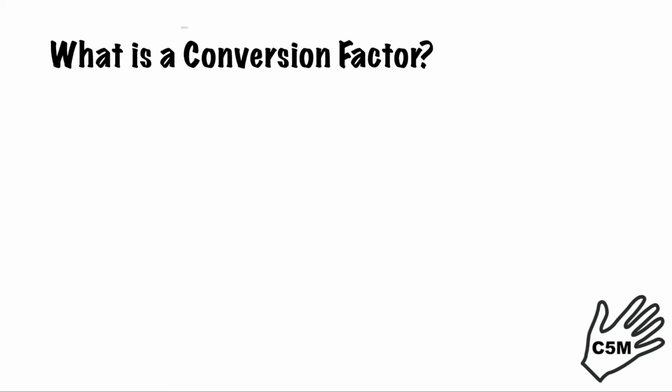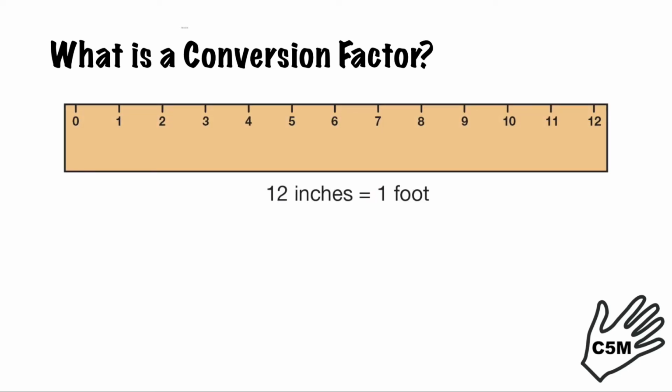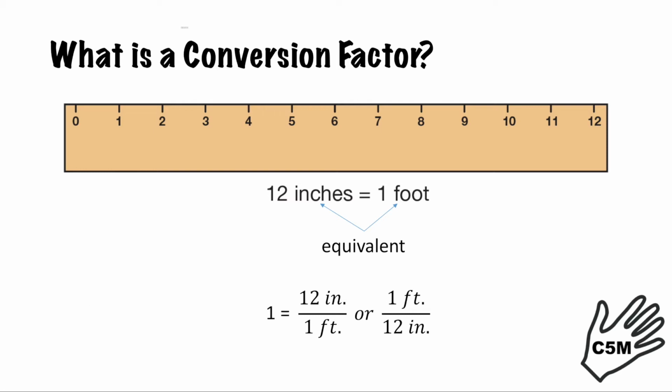A conversion factor is a way to change the units on a measurement based on an equivalency. For example, you know that 12 inches equals 1 foot. Those two distances are the same, they are equivalent. So you could represent the relationship as a fraction or ratio, 12 inches over 1 foot, or 1 foot over 12 inches. Either way, since the top equals bottom, it's like the fraction is equal to 1.